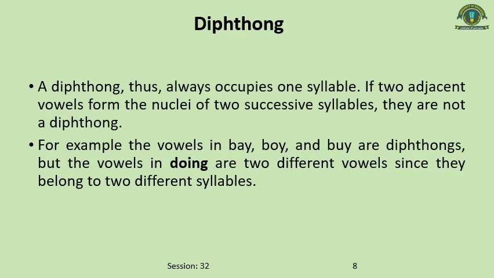In "do", d and u, and in "ing", i and ng. So two separate syllables are there. That's why they are not diphthongs. They are independent, different vowels, because they belong to two different syllables. This is what we tried to understand when I read the first statement in front of you. Is it clear?